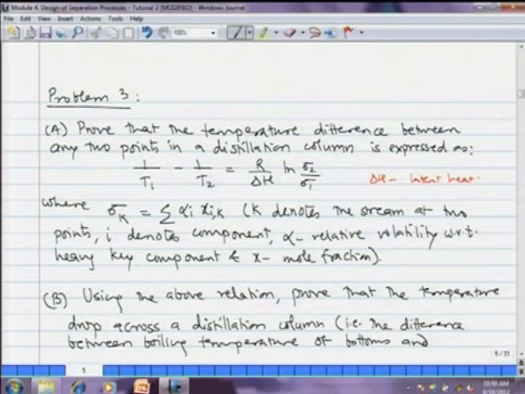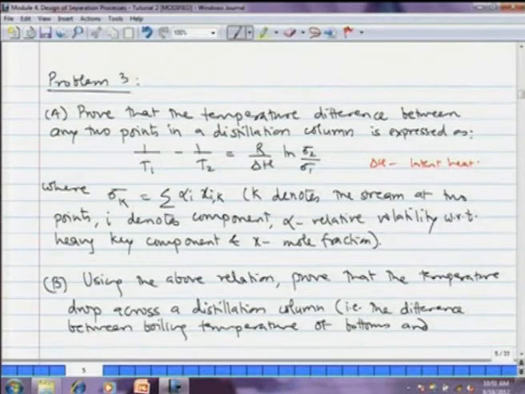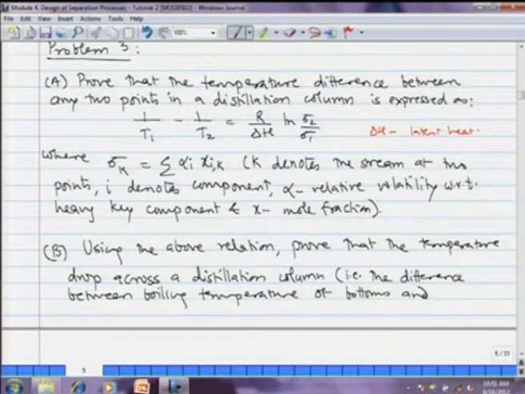and sigma k is a variable defined as summation alpha i into xi k. k denotes the stream at 2 points, okay. i denotes the component, alpha is relative volatility with respect to heavy key component, and x is a mole fraction. So, k is a section of the column, alpha i is the relative volatility of component i, and xi is the mole fraction of that component. So, this is the first question that we have to answer. We have to derive the expression for temperature difference between any 2 points in distillation column.